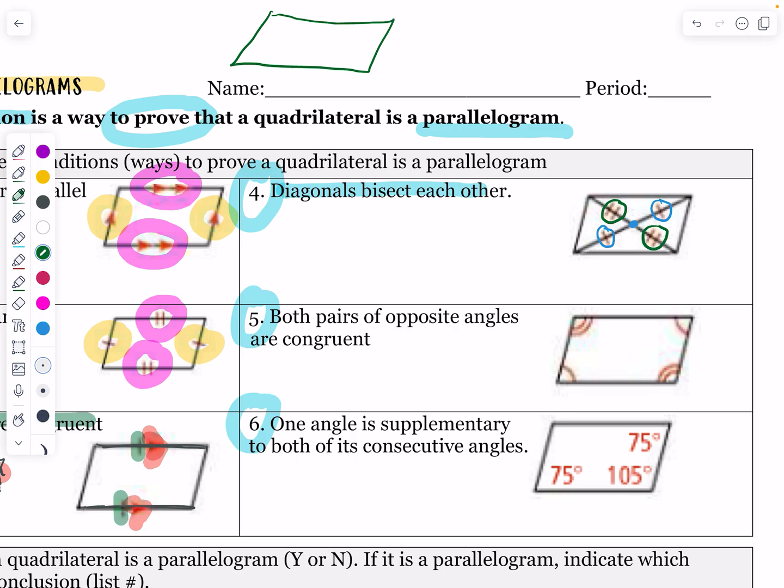All right. Again, this is going to be familiar to you. If we know that both pairs of opposite angles are congruent, so this set is congruent, as well as this set being congruent, if the opposite angles are congruent in a quadrilateral, you immediately know it's a parallelogram.